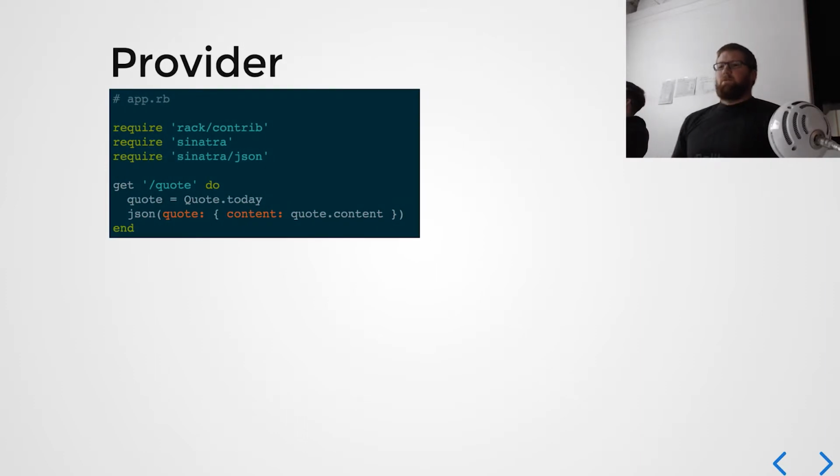Okay, so our first endpoint in our provider is just a GET at /quote, and it's going to give you today's quote of the day. So we go and we get a quote, and we render JSON with a quote and some content. Pretty simple. How would we write a contract test for this?